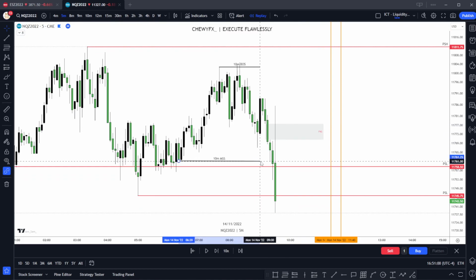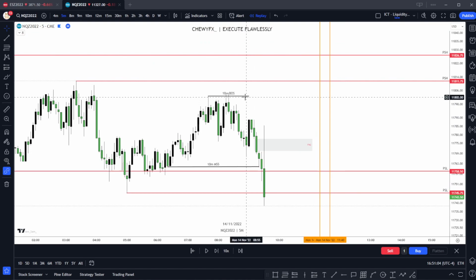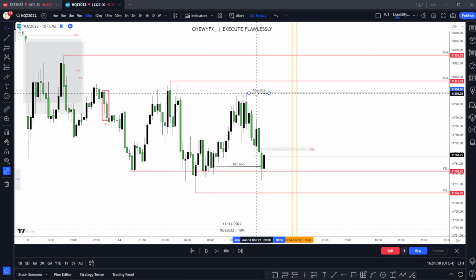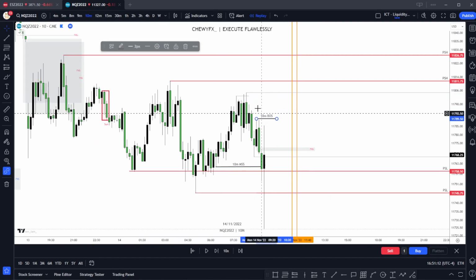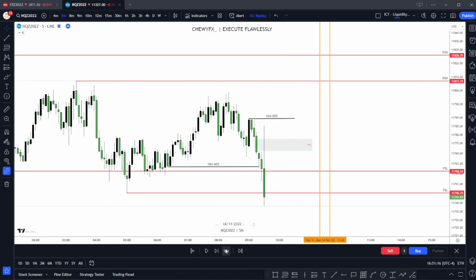Okay, so now we just gotta keep on waiting. Where would be our bullish market structure shift? Well, it would be right here. So let's see what happens on the 5-minute.